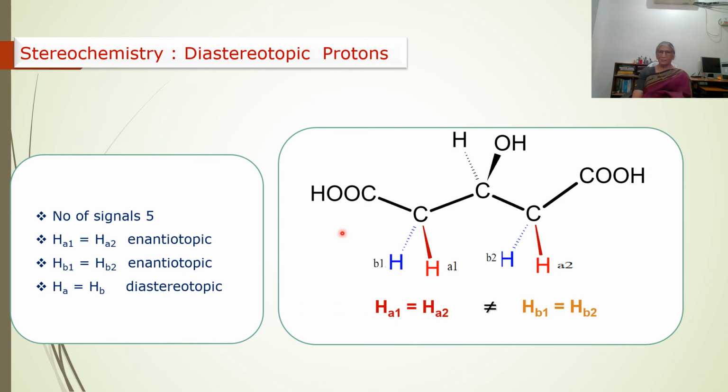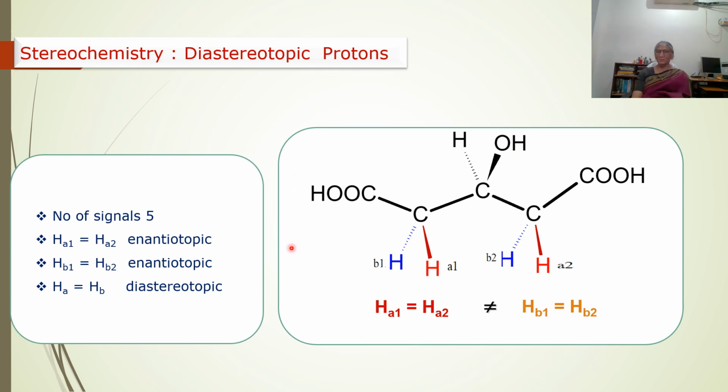This is citric acid. In citric acid, there is a mirror plane of symmetry passing through carbon number 3. And due to this mirror plane symmetry, protons present on carbon number 2 and the protons present on carbon number 4 become enantiotopic protons. So protons A1, A2 are enantiotopic. Protons B1 and B2 are enantiotopic protons, but protons A and B are diastereotopic protons.